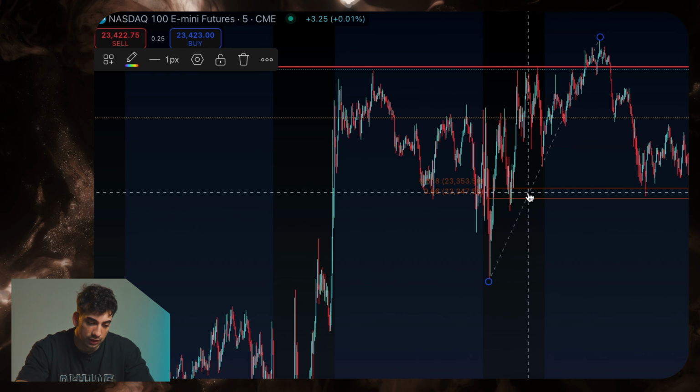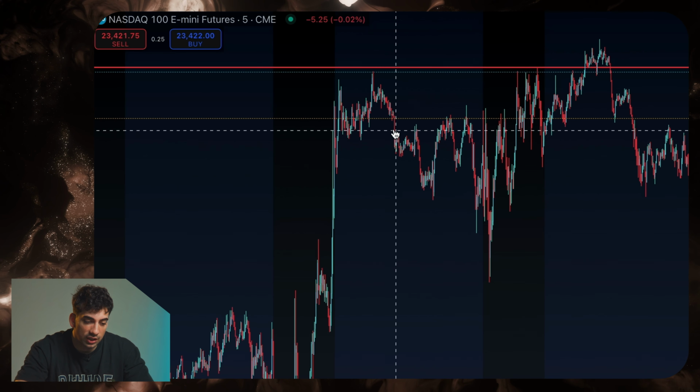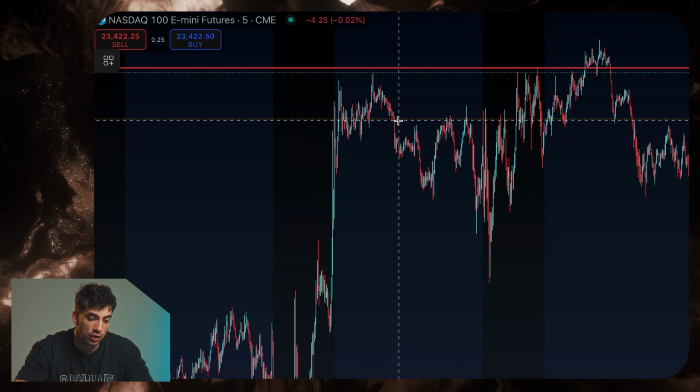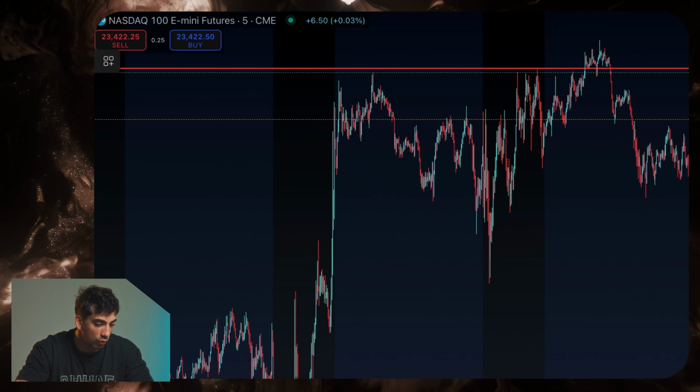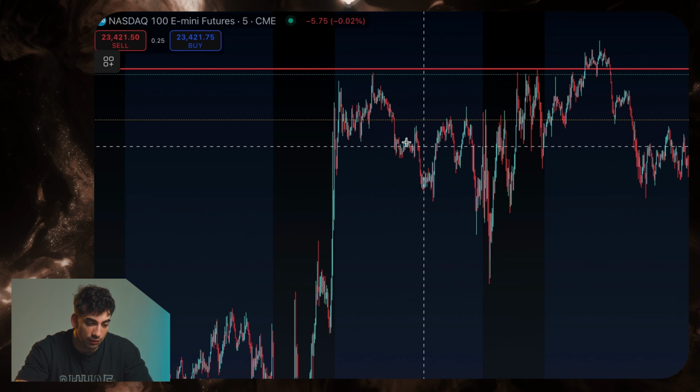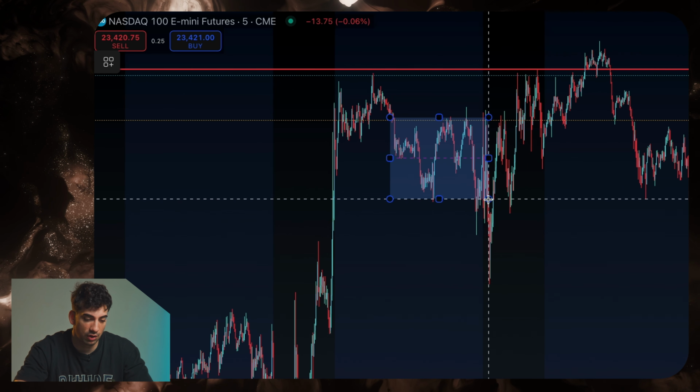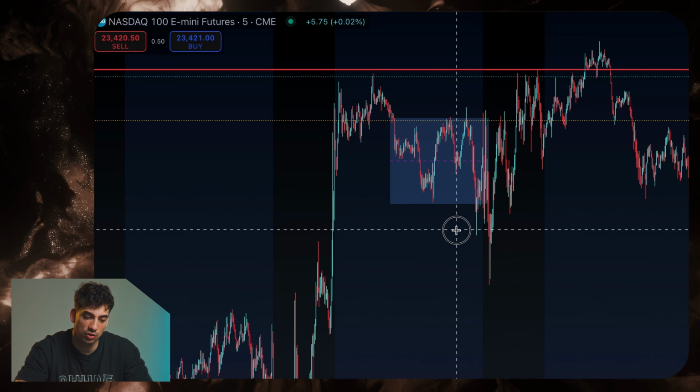I'm not looking to fib out this move here in the chop. I'm waiting for price to make an actual extended move. And one of the easiest ways you'll find this is if you draw a box around the choppy price action. Say this is your choppy price action.